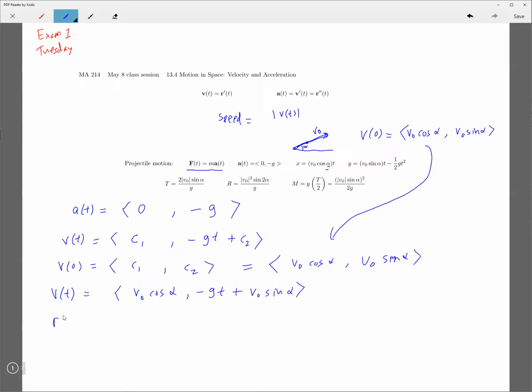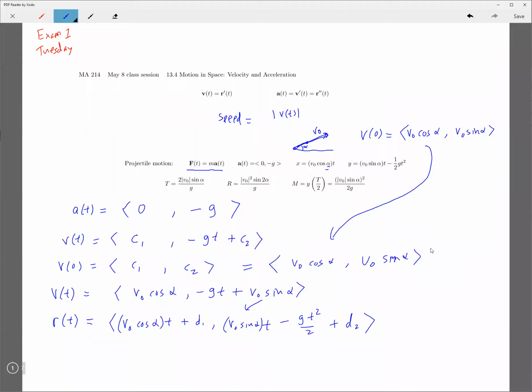Okay, and then you take another integral for the position, and you're integrating with respect to t. There's no t's here, so this is going to be V0 cosine alpha times t, plus possibly another constant. And then, let's put this one first. So this is V0 sine alpha t. And then integrating this, you get minus g t squared over 2, plus possibly another constant.